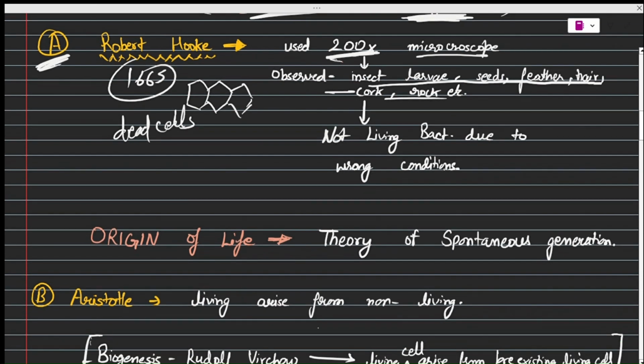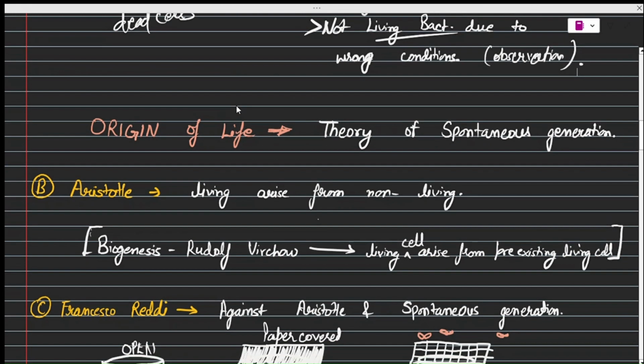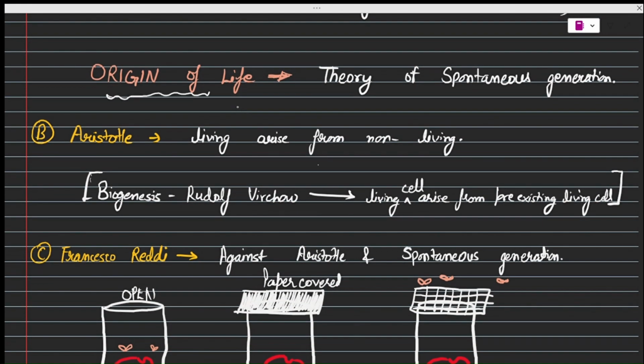But he was not able to observe living bacteria or living microorganisms at that time due to wrong conditions of observation. The particular light reflection which we need to observe microorganisms was not available at that time, so Robert Hooke was unable to observe it. There was also a concept of origin of life, from where the theory of spontaneous generation arises. I have explained to you how they arise from non-living to living.